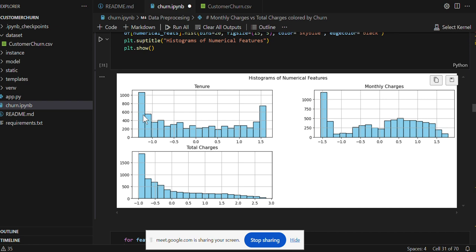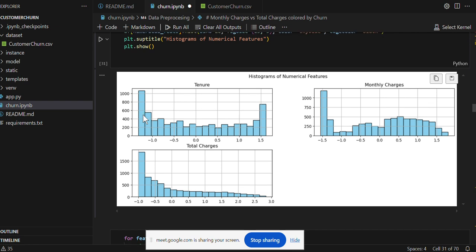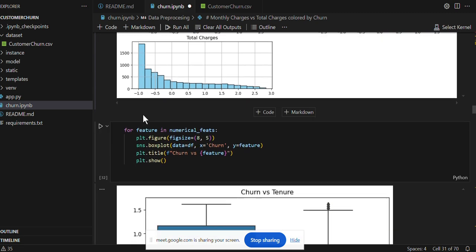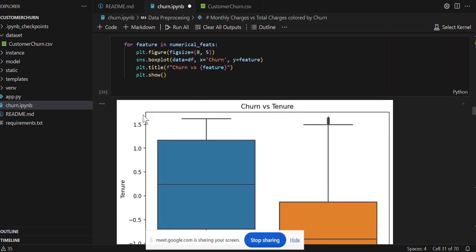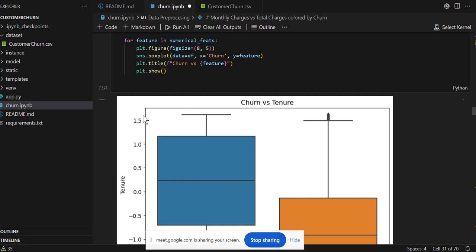So this explanation spans to others also, all in this particular place. Okay, so scroll down. So here, box plots, we are just looking at how influential churn is with respect to tenure, for the two separate classes.